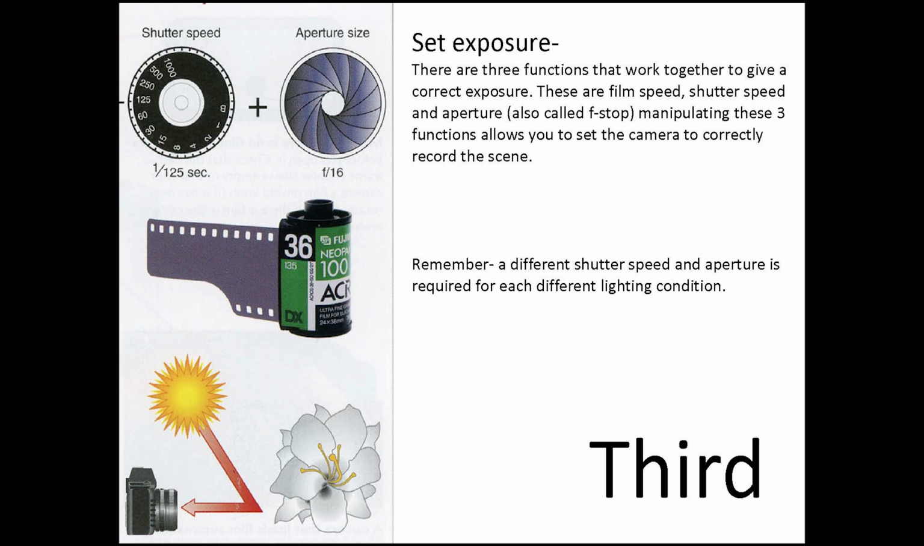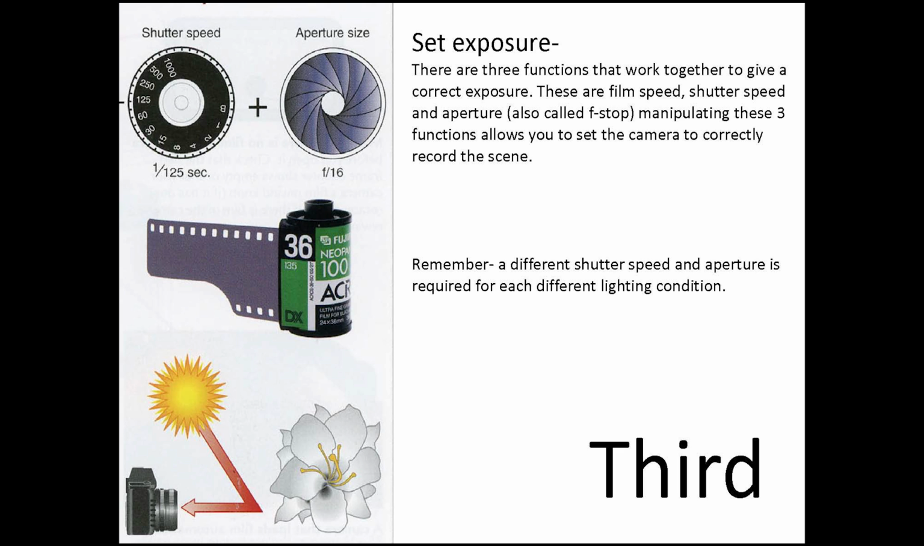So after you've set your film speed and made sure that you're in focus, the third thing you want to do is set your exposure. Again, there's 3 things that allow you to set your exposure. Film speed we've already covered. Now you're going to be doing your shutter speed and your aperture. If you want to think of it as a math problem, shutter speed and aperture are variables. You're able to move them between pictures. Film speed is a constant.